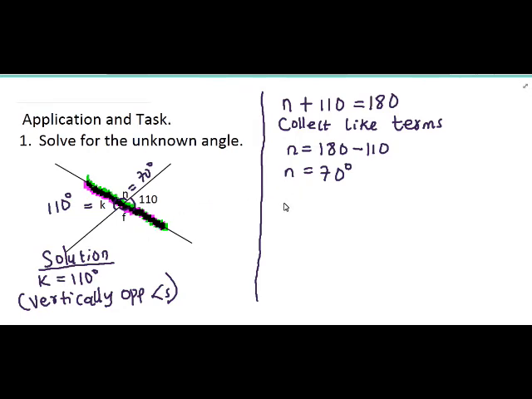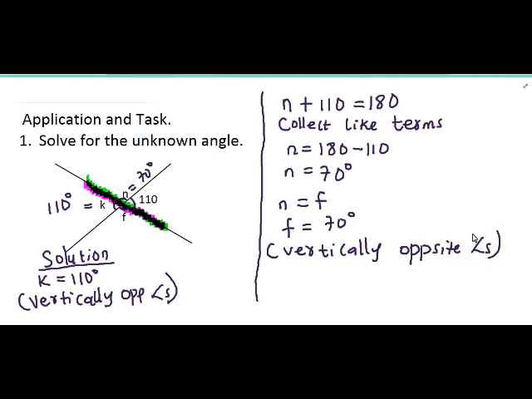But we know that N is equal to F, so it means that F equals 70 degrees. And what's the reason? They are vertically opposite angles. Okay, the next one, let's go to the next slide.